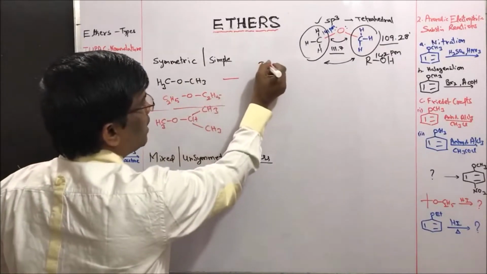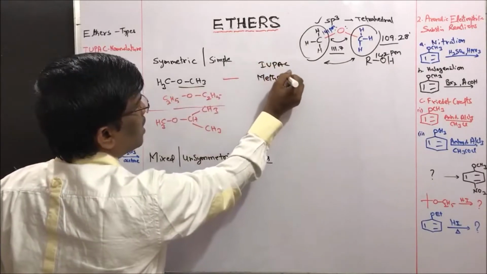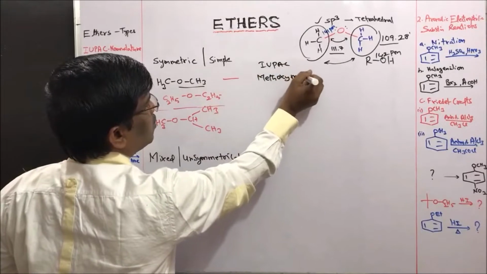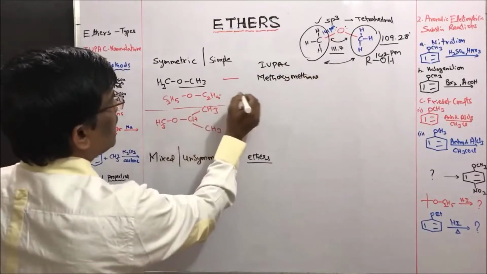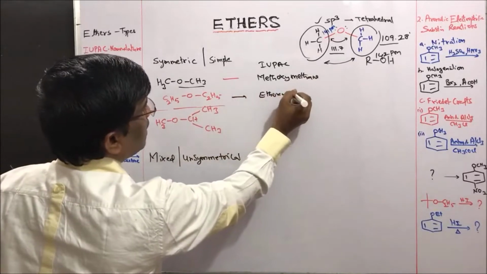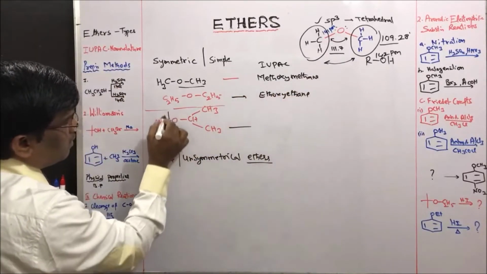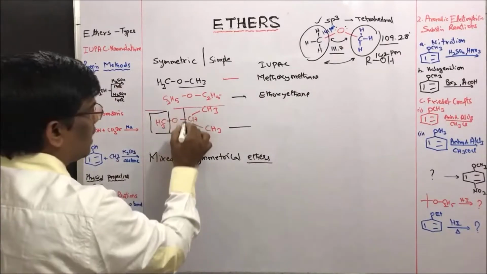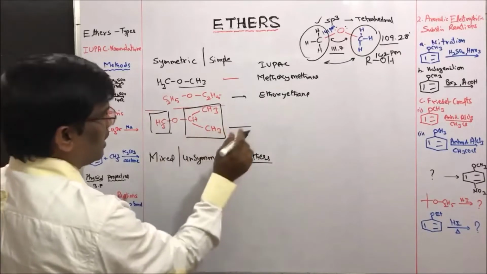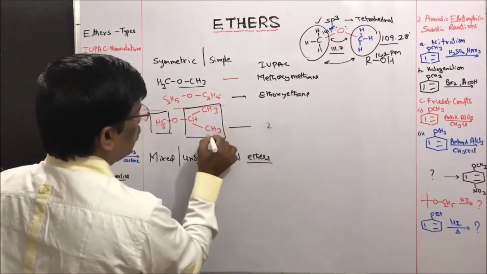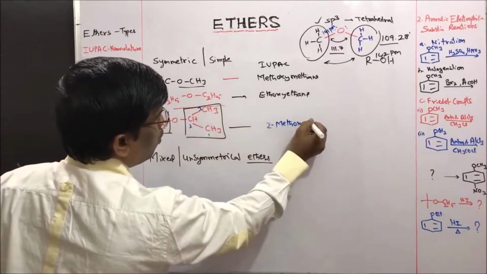Whereas the IUPAC names are like this: write the name as methoxymethane. There should be no gap between methoxy and methane. Then ethoxyethane. Whereas this is a mixed ether where one side alkyl group is methyl and the other side alkyl group is isopropyl group. This nomenclature follows like this: 2-methoxypropane.